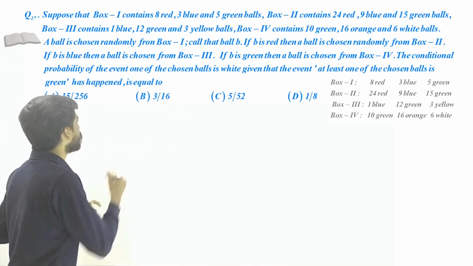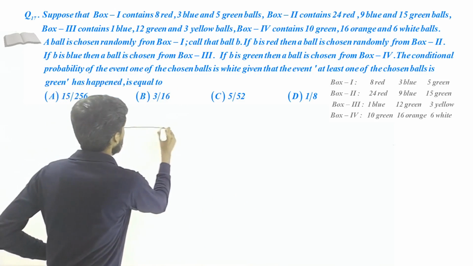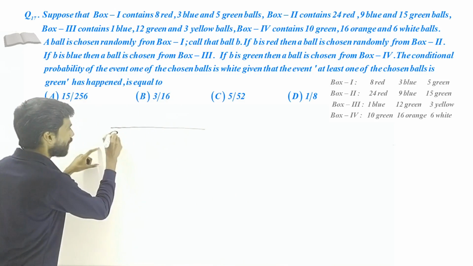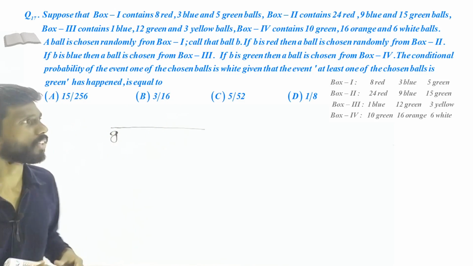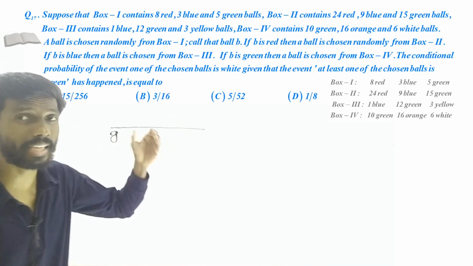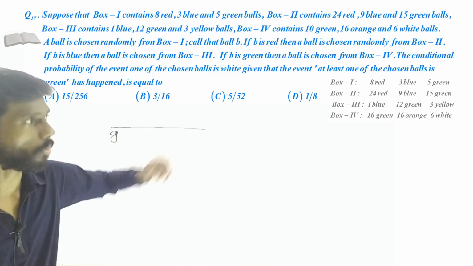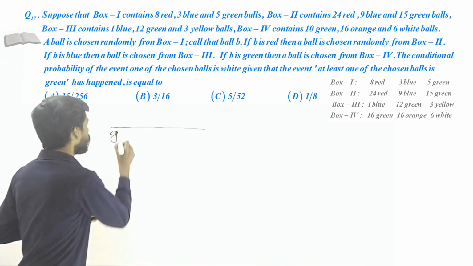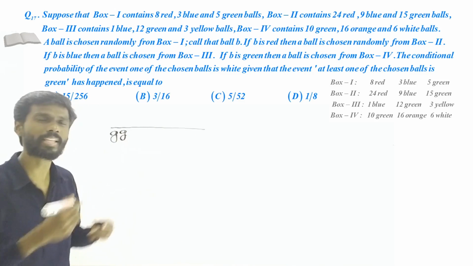So what are the various possibilities? Yes, so this comes in the denominator. The first ball is green, and obviously we are going to select the second ball from the fourth box only, which means the second ball may be green. So first ball is green, second ball may be green. That is one possibility.